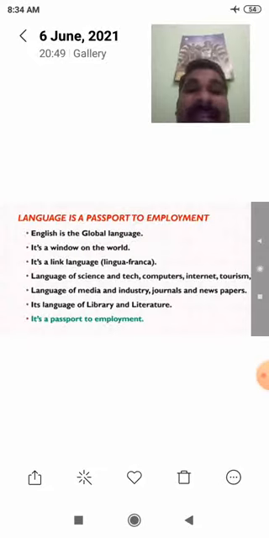So this language supports you like a passport. If you want to go abroad, the English language is very essential, because if you go there, you can't speak the native people's language. In that situation, which language helps and supports you? Only the English language. Because of that, we say English is a universal language, a global language, and it acts as a second language for us. So I'm saying English is the passport to employment.